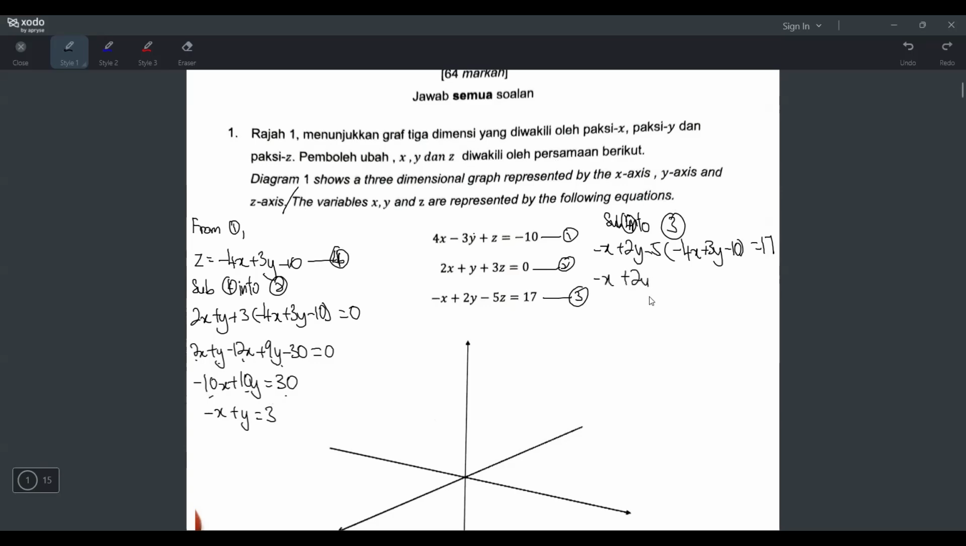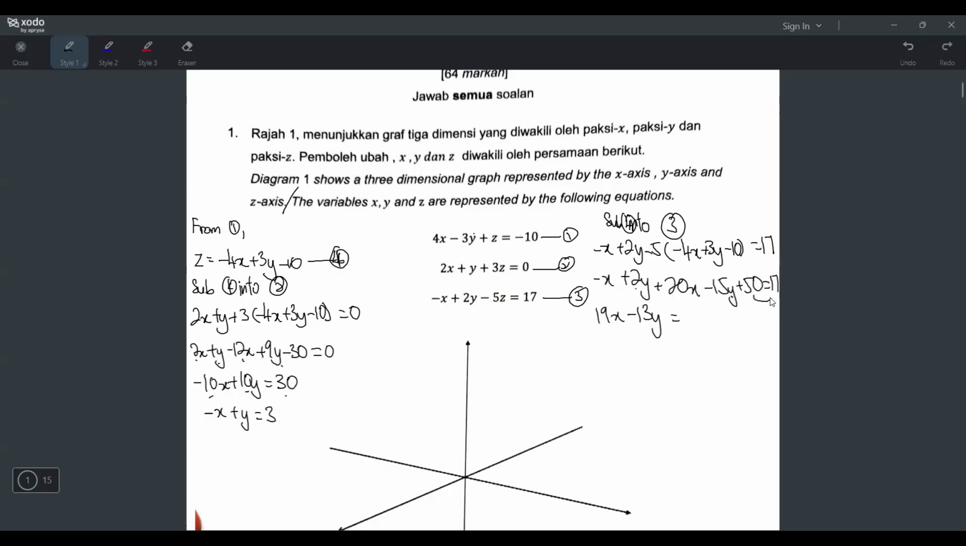Negative x plus 2y times negative 5. So negative, negative, positive. 5 times 4, 20x. Negative 5 times 3 is negative 15y. Negative 5 times negative 10 is positive 50, equals 17. Okay, x with x, we can do negative 1 plus 20, positive 19. 2y minus 15, negative 13y. You can use your calculator to help you.